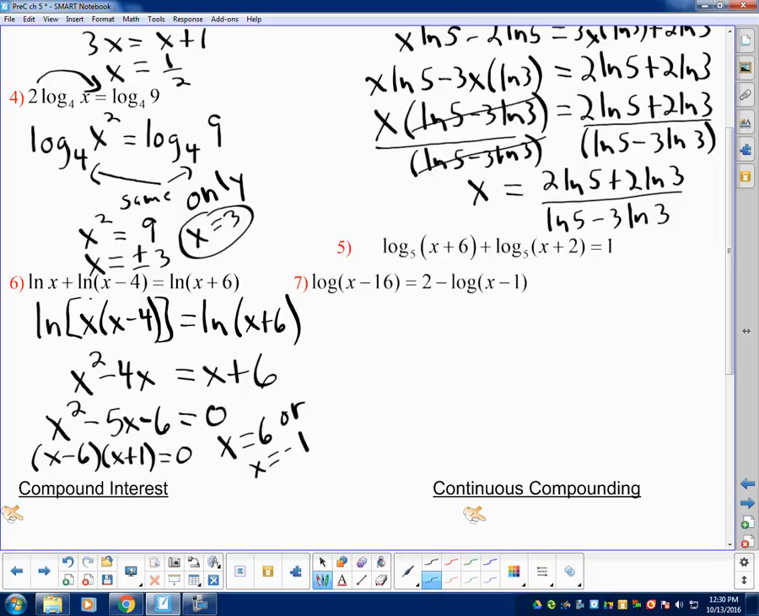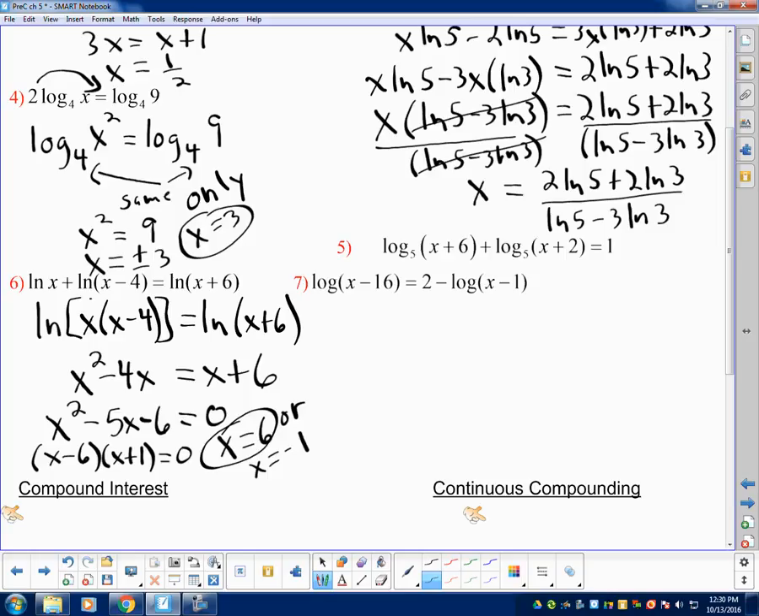The 6, if I plug it in here, here, and here, all give me positive values. So the 6 works. The negative 1 does not work. If I plug negative 1 in here, ln of negative 1 would give me an error message if you tried to evaluate that. Negative 1 is not strictly greater than 0, so it's not in the domain of logarithm. So you're going to have to check that on each one of these.